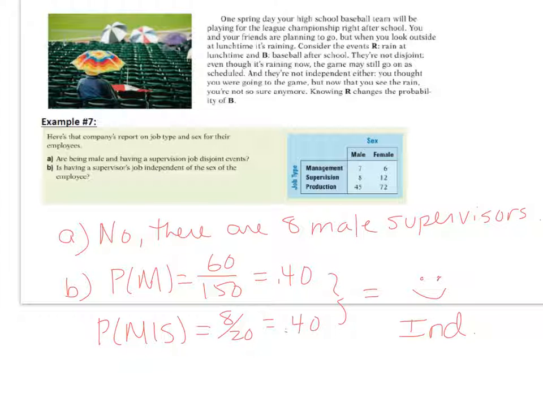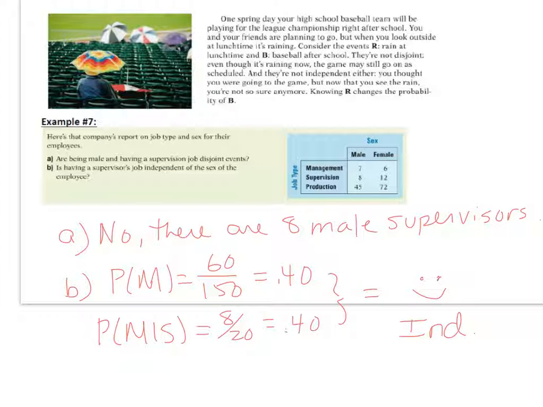All right, so here are the two answers. For part A, I think it's easy enough to see that there are 8 male supervisors, so no, they can't be disjoint events because there are employees that are male and are supervisors. In part B, I chose to go with males again because we had just talked about males, but you could have done this with females. And lo and behold, there's no sexism here at this particular company because the probability of being a supervisor is not different regardless of being a male or a female.